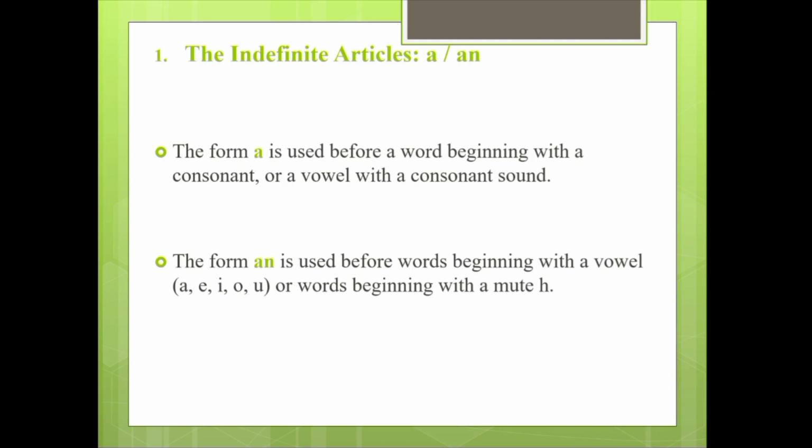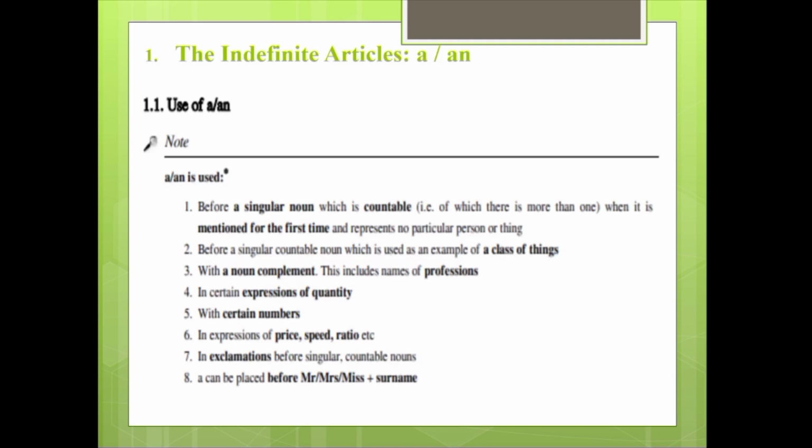Starting with the indefinite articles a and an, the form a is used before a word beginning with a consonant or a vowel with a consonant sound. However, the form an is used before words beginning with a vowel or words beginning with a mute h. A and an are used before a singular noun which is countable when it is mentioned for the first time and represents no particular person or thing.